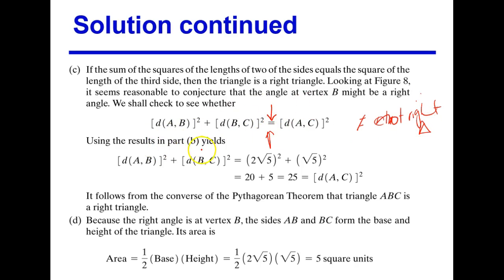We're going to use the results that we got in our previous part. I'm going to take my distance from A to B and my distance from B to C, square both of those, and see if that equals the square of my distance from A to C. And you'll see here that it does.